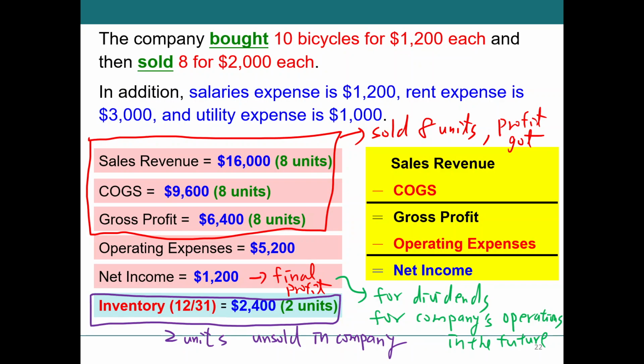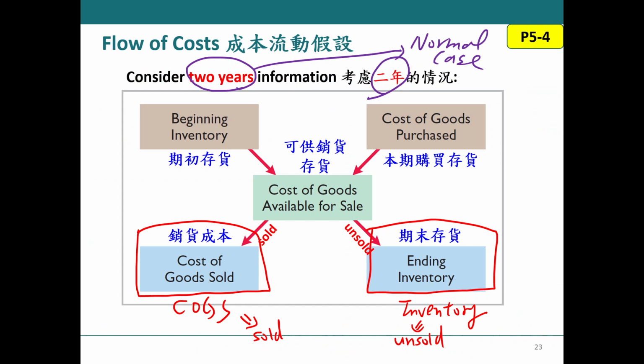The same situation as the last one. I know 8 sold, right? 2 unsold. Same, but we want to consider last year's situation. So how to get the cost of goods sold? How to get your inventory still in your company? Okay. First is beginning inventory. So what does it mean? Beginning inventory. 起初存货 means there's inventory from last year, right?